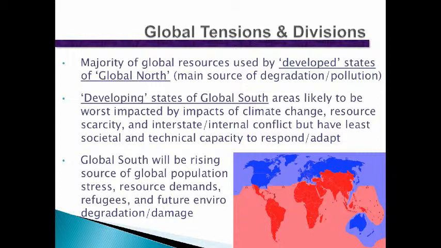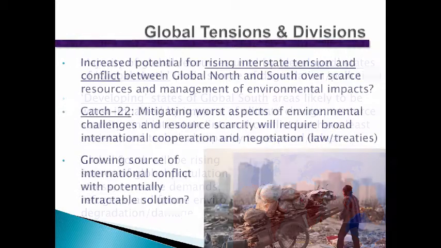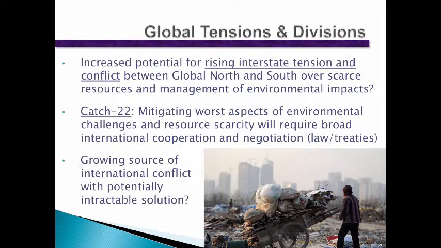And so here, again, many scholars have asked whether there is the potential for conflict or, definitely, increased tension between these different countries, between the developed North and the developing South, over this dwindling amount of scarce resources, and also major conflicts and tensions over how the future of the environment and some of these environmental impacts might best be managed and dealt with.